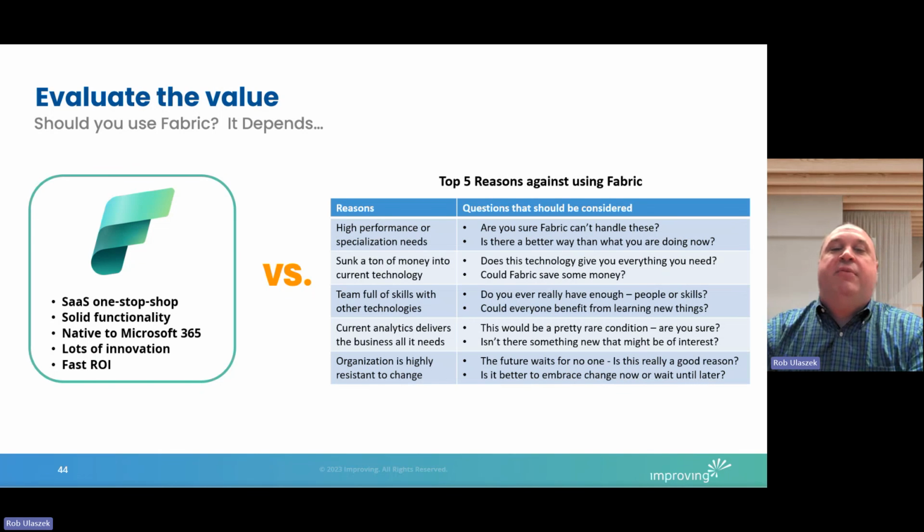The chart shows the top 5 reasons people feel Fabric won't help. They have performance or specialization needs that can only be tackled by PaaS. They've sunk a ton of money into something else. They have a team that already knows another tool. My personal favorite, our current analytics deliver the business everything it needs. No need to improve. Or simply, we don't like change. For each reason, there are questions that should be considered to validate the reason, or maybe determine that it is worth giving Fabric a chance.